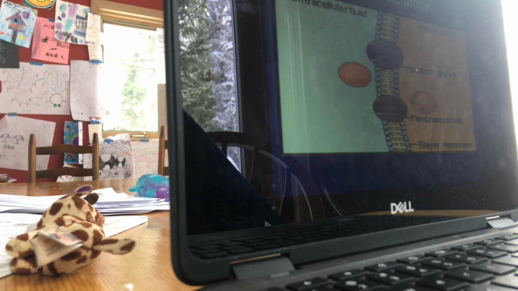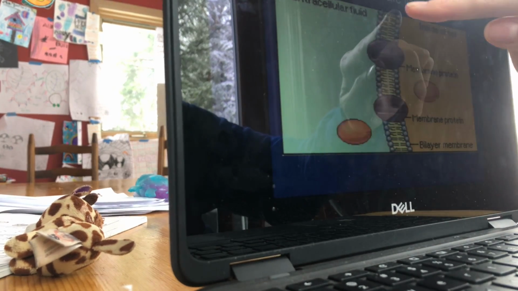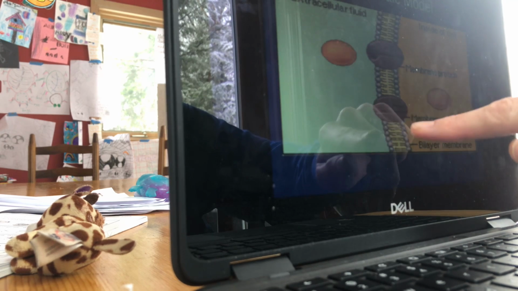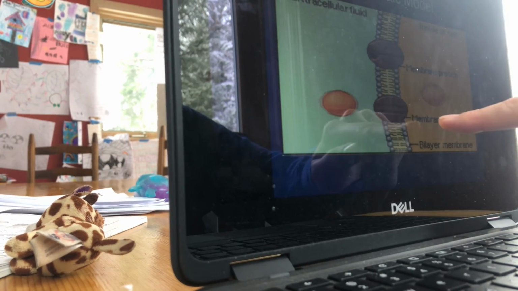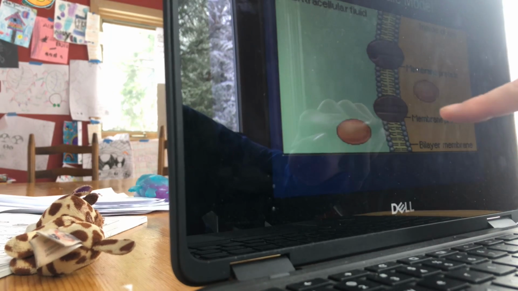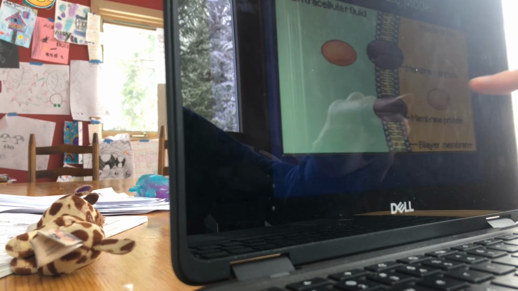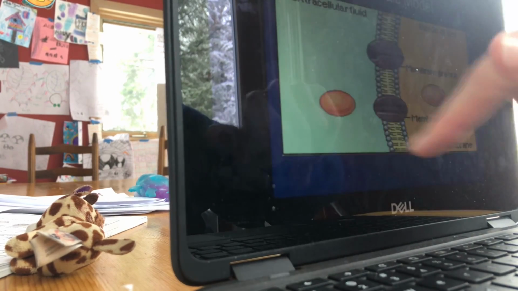And we call this model the fluid mosaic model. Here's that double layer of fat, that bilayer, two layers of fat. And this is a protein, and that protein allows certain things in and out of the cell. The inside of the cell is labeled here. It's orange. The outside is blue.